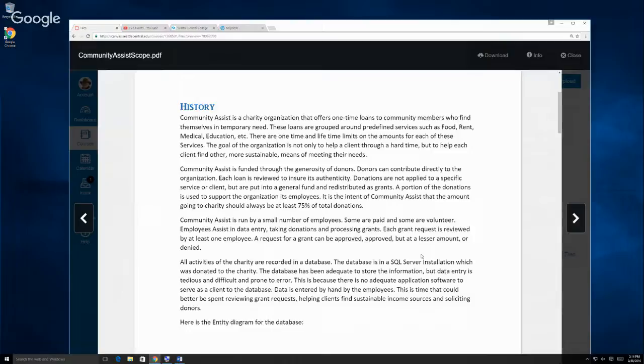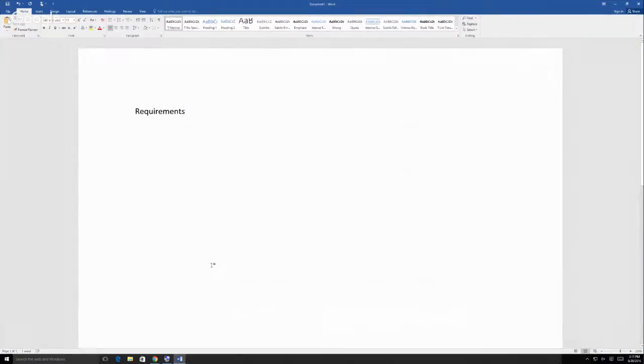So we're just looking at the Community Assist thing here. All right, so what I'm going to do is bring up a Word document. And let's think about what some of the data requirements for that are. What kind of data does it need to capture? I don't need any organization at this point. What kinds of things?